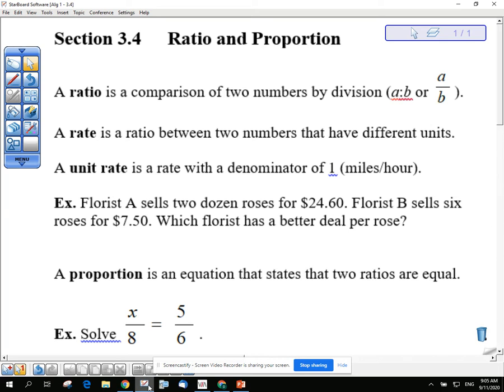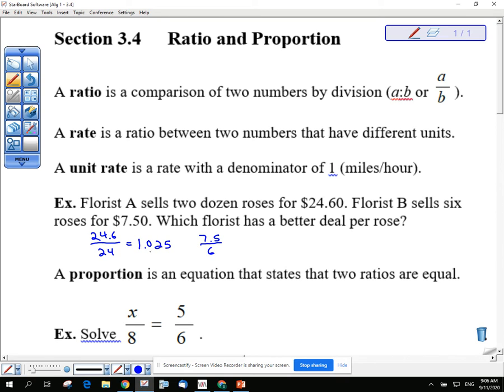Then an example. It says florist A sells 2 dozen roses for $24.60. Florist B sells 6 roses for $7.50. Which florist has the better deal per rose? This gets at the point right away of a unit rate. One florist is $24.60 for 2 dozen roses, which would be 24. Another florist is $7.50 for 6. If you divide 24.6 by 24, I think you're going to get 1.025. I'm going to double check on my calculator because I don't want to make a mistake. Yes, 1.025.